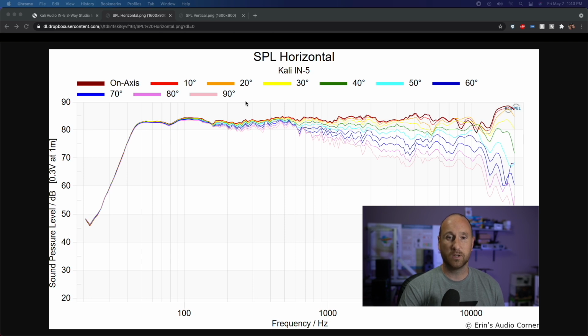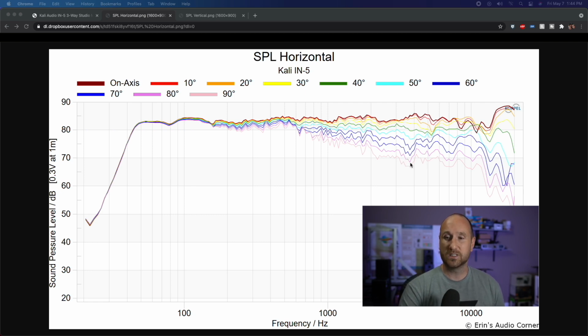And then for a strong example, let's look at this pink, this 90 degrees. Now what you see is you expect to have some kind of fall off rate because for the Kali IN5, the tweeter is in the front. There is no tweeter behind it. There is no tweeter to the side. So you expect that as you step around from the front to the side and to the back, you're going to lose high frequency response. You're not going to be hearing the tweeter play anymore. And that's what you're getting here.